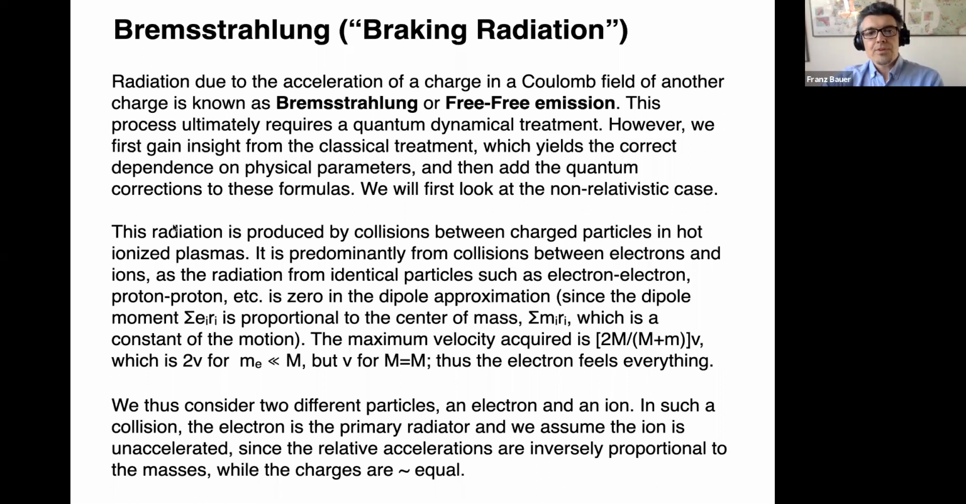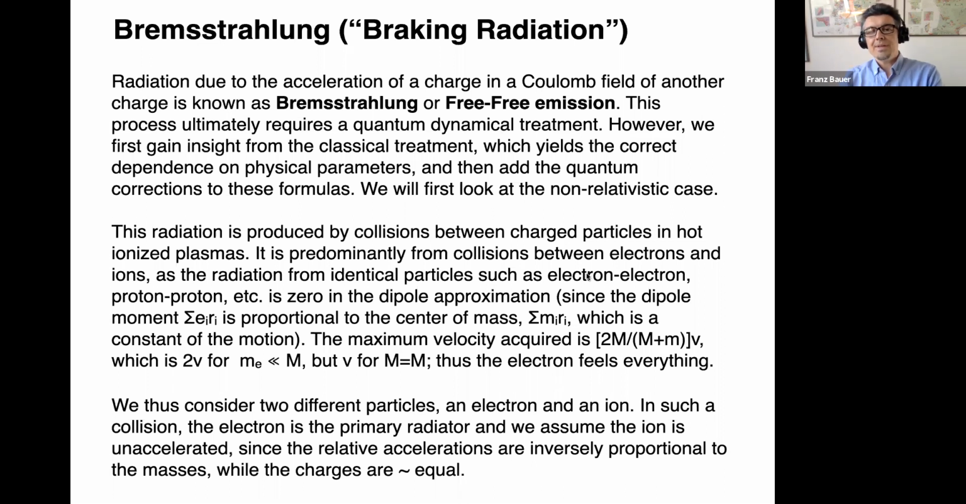So, if we have collisions between charged particles in a hot ionized plasma, I guess there are 3 different types of collisions we can have. We can have electron-electron collision, we can have electron-proton collision, we can have proton-proton collision, right? So generally, we can have radiation associated with the collisions of each of those particles.